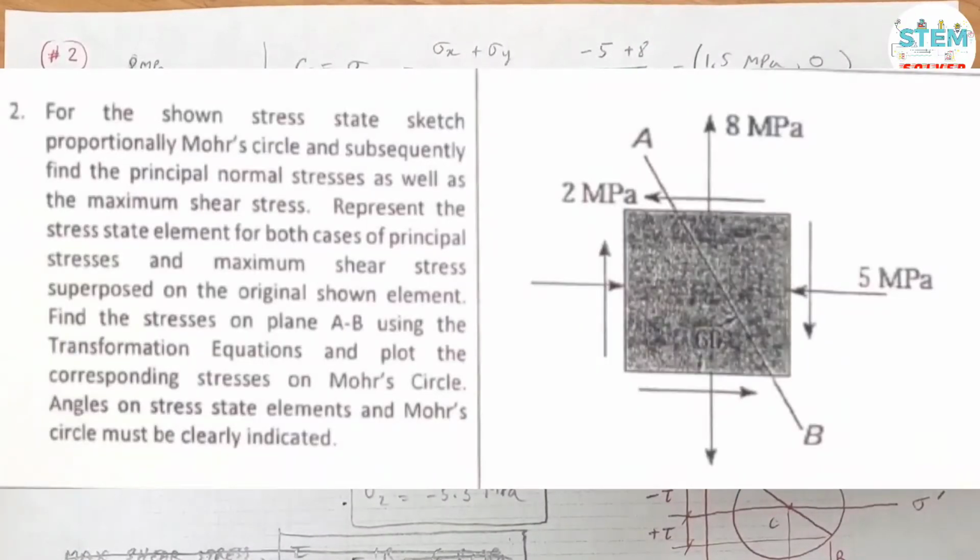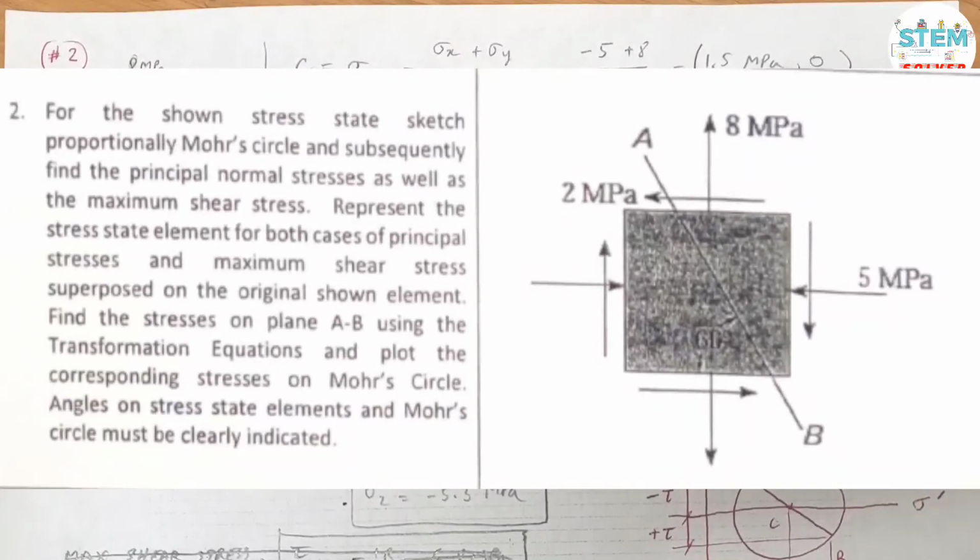For the shown stress state, sketch the Mohr circle proportionally and subsequently find the principal normal stresses as well as the maximum shear stress. Represent the stress state element for both cases: principal stresses and maximum shear stress.